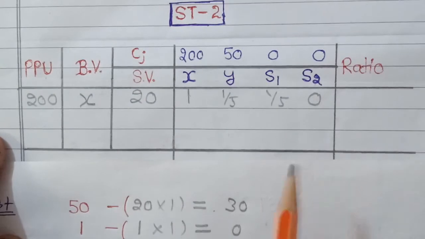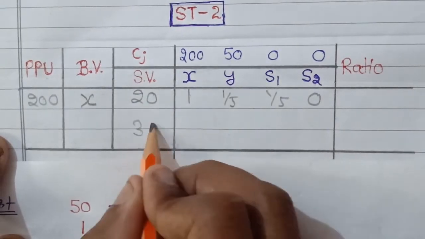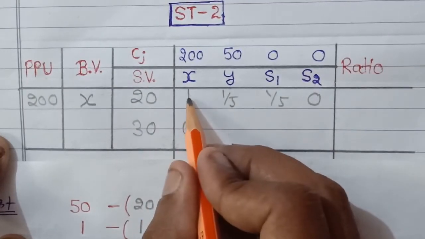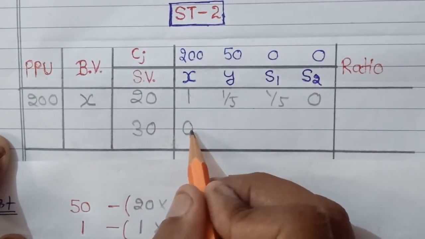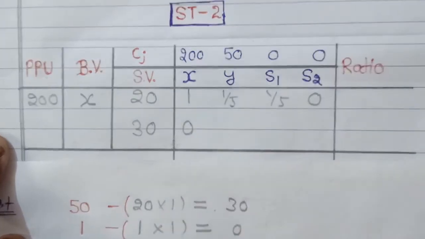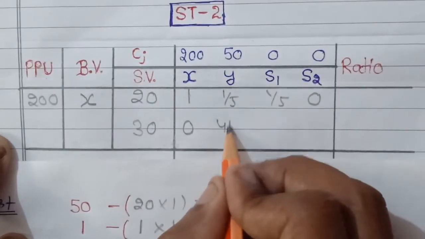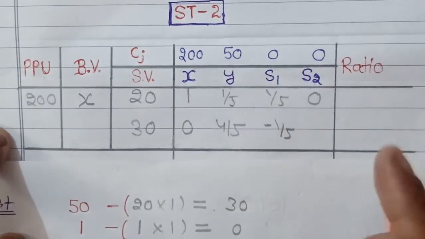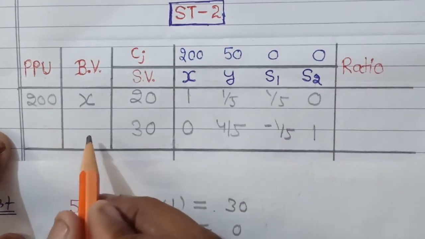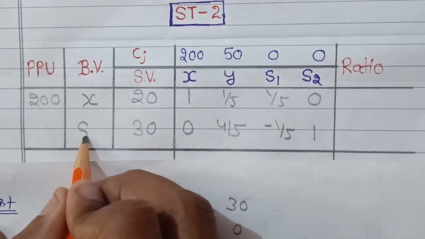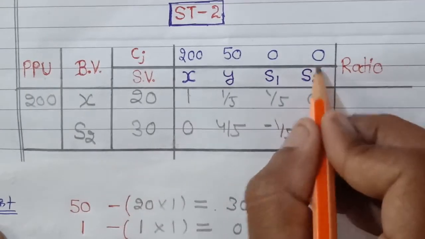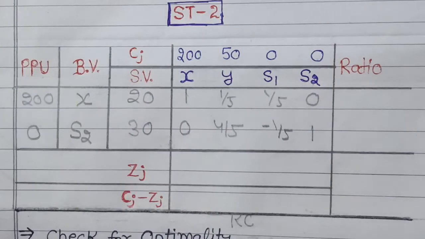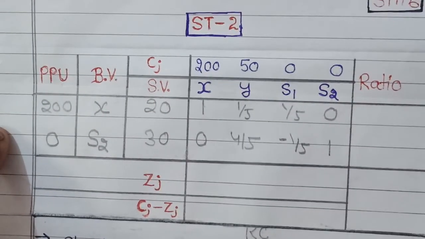So the first value is 30, so let us write 30 here. The second value is 0, as we have to make the value below the key element as 0, so now you will see that is 0. After that the new value is 4 by 5, then this is minus 1 by 5, and the last value is 1. Also please note that there is no change in the value of s2, so we will write s2 as it is, and the coefficient for this s2 here is 0, so we will write it here 0. Now again we will have to find the zj and cj.